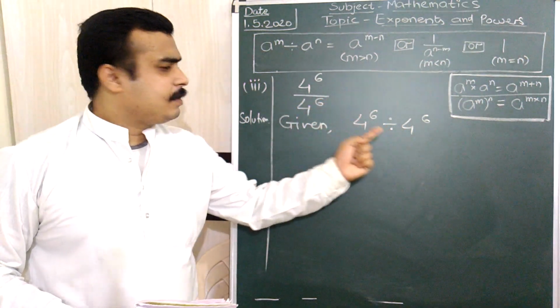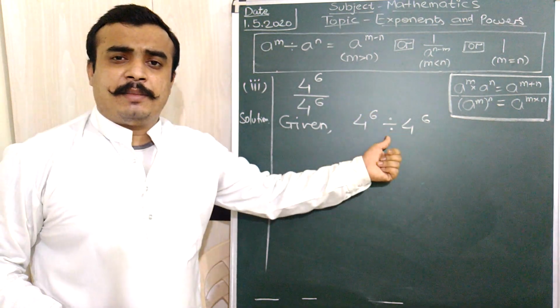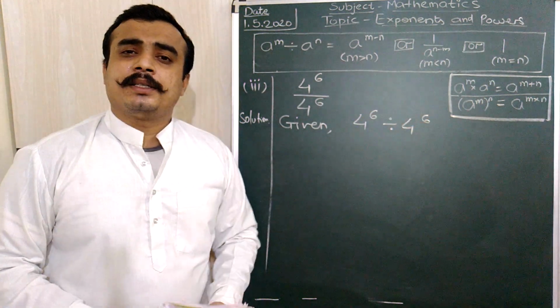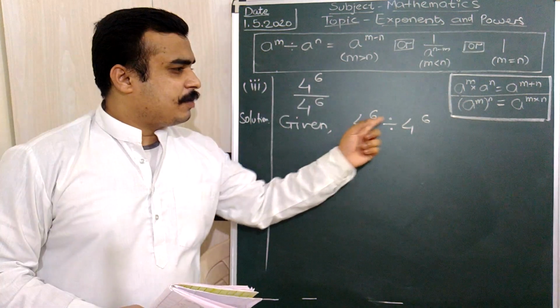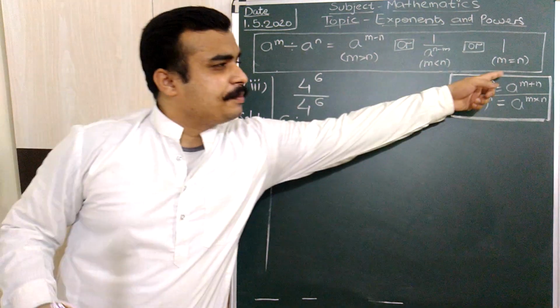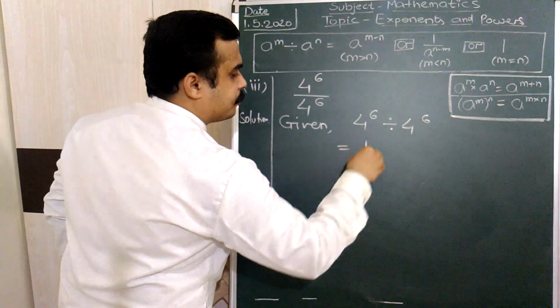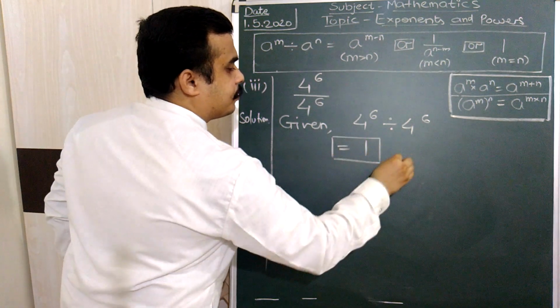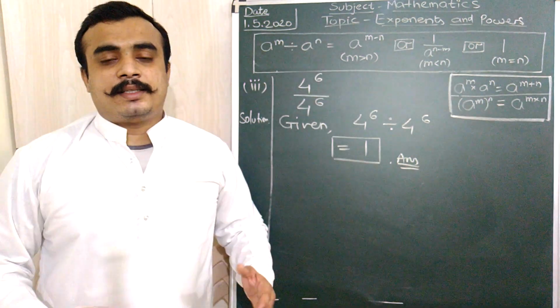Upon means divide only. Now 4 raised to the power 6 divided by 4 raised to the power 6. So when we compare this with the third law, we can observe that the powers are same. m is equal to n. So the answer is 1. That's all. Now let's see another example.